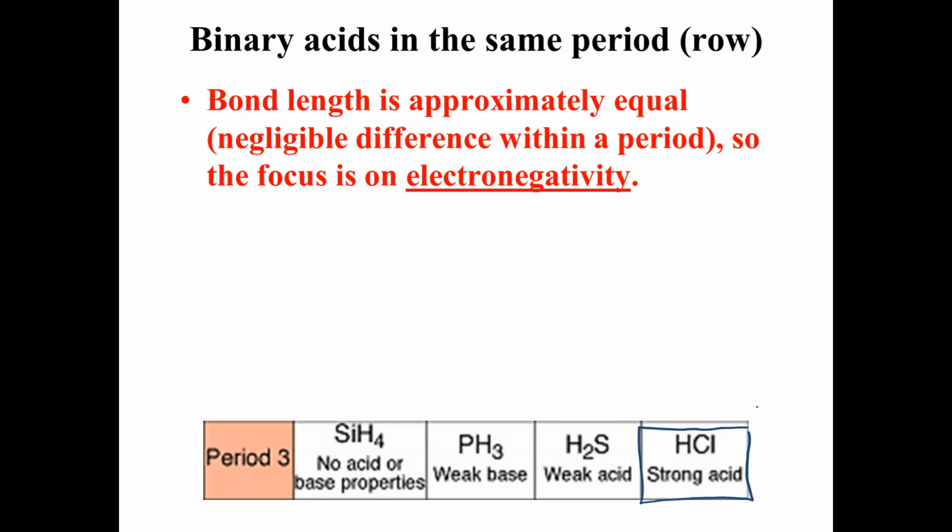Within a period, the bond length is approximately equal. I know that the bond length isn't exactly equal here. As you go from left to right across the periodic table, the bond length decreases because of the higher coulombic attraction, higher nuclear charge of chlorine compared to silicon, right? So the HCl bond here is a little bit shorter than the SiH4 bond, but it's basically negligible because all of these are in period 3. So silicon, phosphorus, sulfur, and chlorine all have their valence electrons in the 3rd energy level.